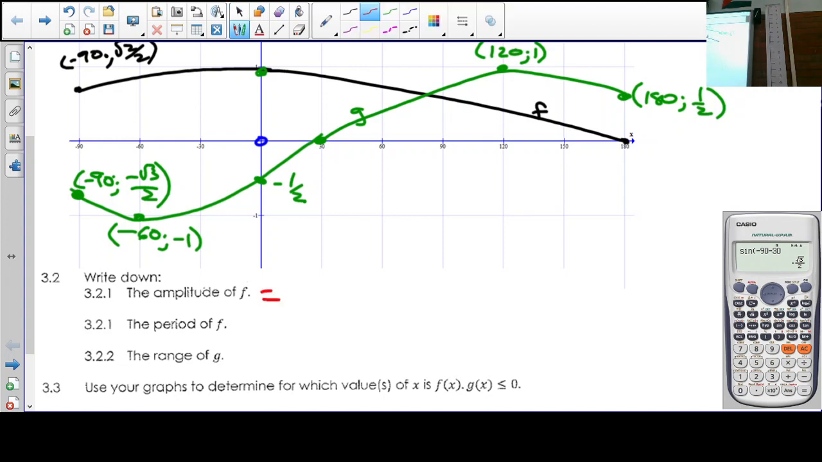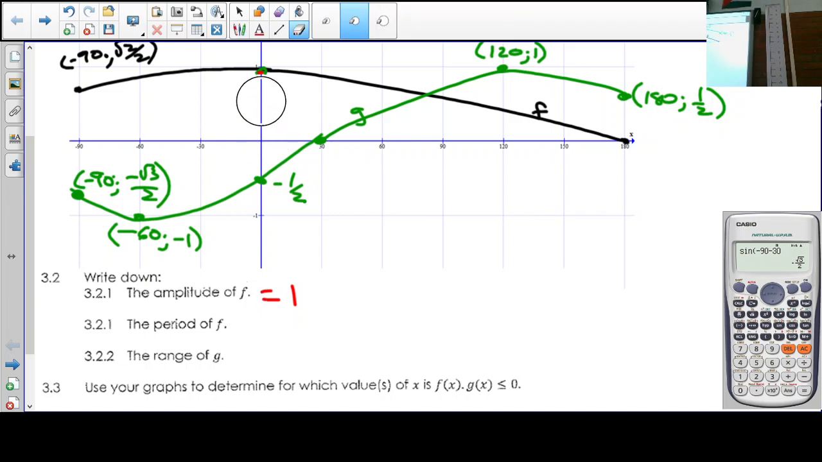So the amplitude is basically the measure from your neutral value, the central value, to the maximum. So if you're looking at the f of x graph, this should be your neutral value here, so the graph is not shifted, to the maximum. And how many units does that cover? 1. So the amplitude on your f graph is 1. Okay, you all agree with that?